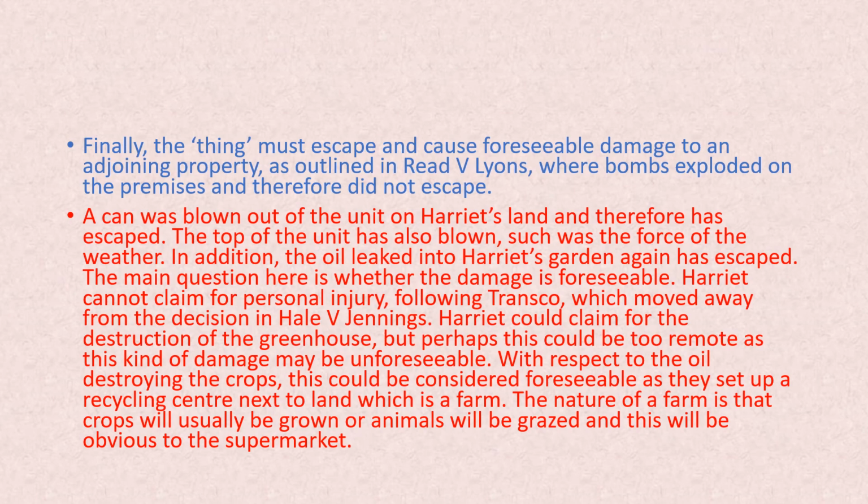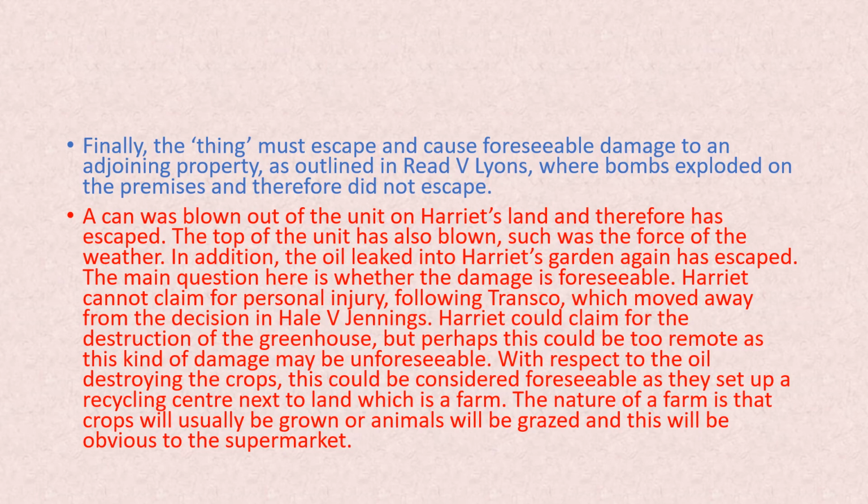So finally, the thing must escape and cause foreseeable damage to an adjoining property, as outlined in Rylands, where bombs exploded on the premises and therefore didn't escape, and of course there was no liability. Now, this is probably the most straightforward issue. It's quite straightforward, but of course we need to say how exactly it happened in this scenario. And we've done this by saying a can was blown out of the unit on to Harriet's land and therefore has escaped. The top of the unit is also blown, such was the force of the weather. In addition, the oil leaked into Harriet's garden, again, has escaped.